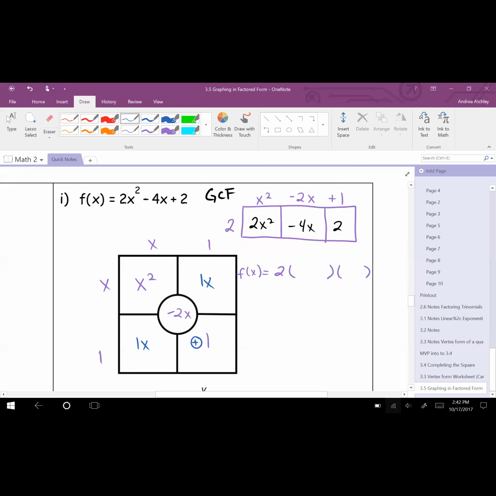I know I'm adding, so both of these have to have the same sign. So it has to be a negative and a negative. Is -1 and -1 -2? Yes. Okay, so make sure you make these negative. So this is going to give me x minus 1 and x minus 1 here. So I can write it out like this, or I could write it like this. F of x equals 2 times x minus 1 squared, since there's two of them. Any questions over that?